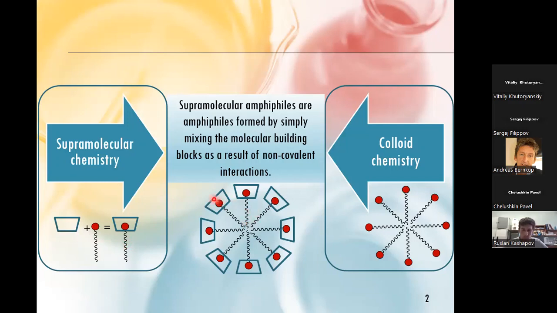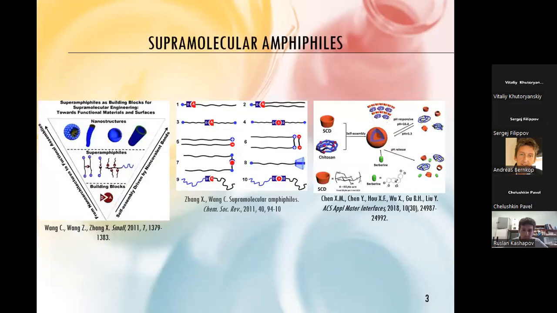Interestingly, these supra-amphiphiles are formed by simple mixing of molecular building blocks as a result of non-covalent interaction between them, and then spontaneously assemble into well-defined aggregates of different composition, type, and purpose than those formed from pure long-chain molecules. Supra-amphiphiles are attractive because their self-assembly makes it possible to create functional nanoparticles.